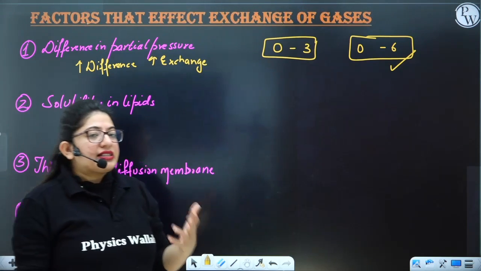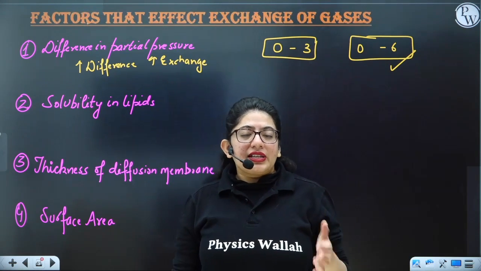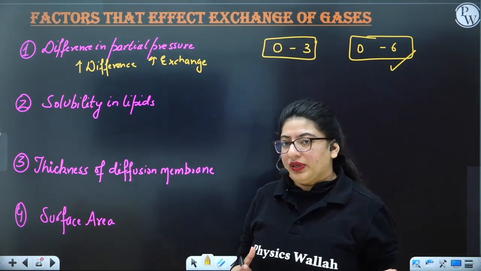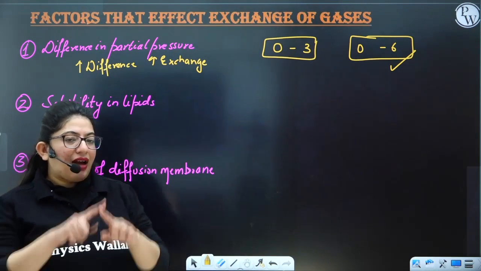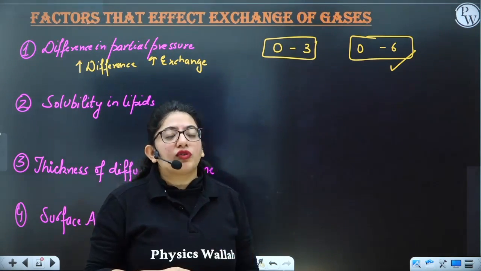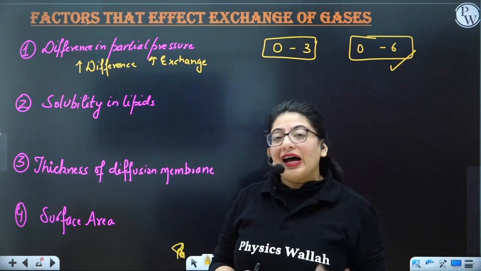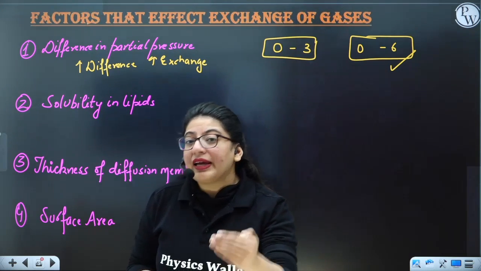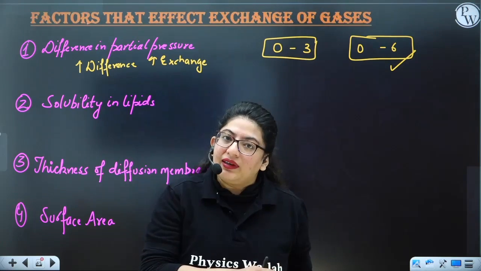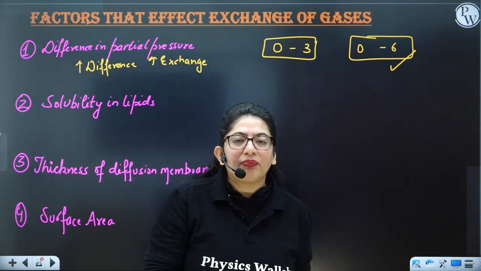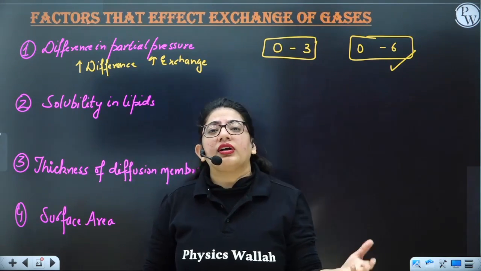Solubility in lipids. Any gas which can easily solubilize in lipids can easily pass through the alveolar membrane, since the diffusion membrane is made up of cells only, right? Endothelium or the squamous epithelium of alveoli. And the cells have a cell membrane made up of phospholipid. So whenever the gas has to pass through the cell, it has to move across the plasma membrane, and the plasma membrane is made up of lipids. So any gas which is friends with the lipids, which can easily solubilize in the lipid, can easily pass through it. The one which is not friends with the lipids cannot easily pass through it.